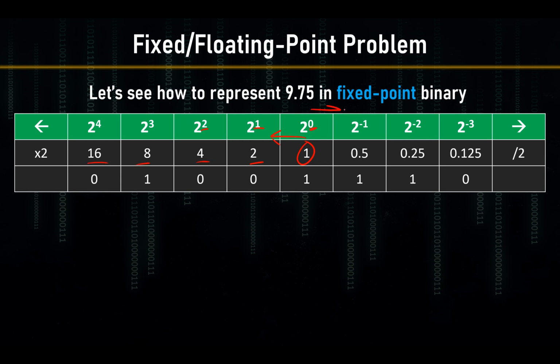In contrast, if we go right, we go from 0, then to the power of minus 1, or a half, then to the power of minus 2, or a quarter. So if, for example, we want to represent 0.75, that means we need a 0.5, plus a 0.25.